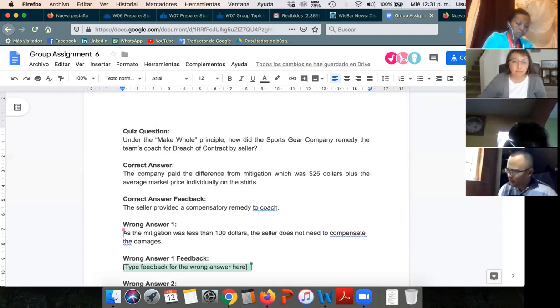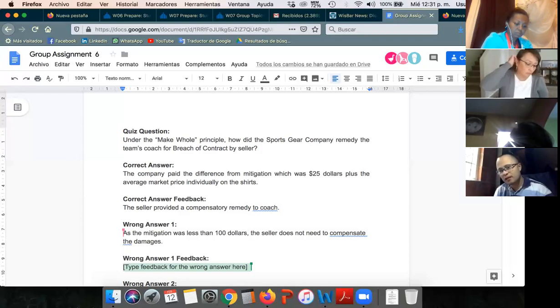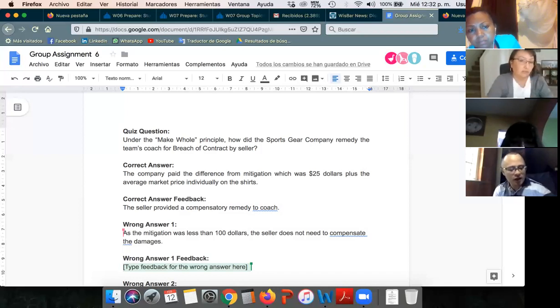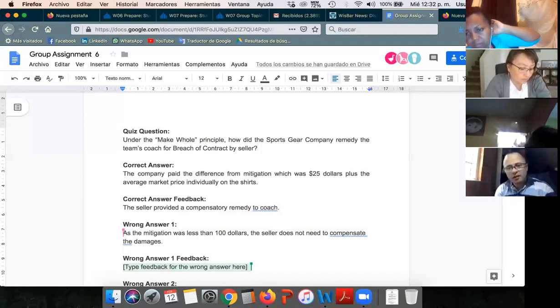I don't know when I was reading somewhere in the book that the compensatory damage could be for $1. The seller can pay until $1. Really? Yeah, but I don't know where I read that. When the seller breaches the contract, the buyer can obtain the damages from $1 to millions, but the minimum is $1.